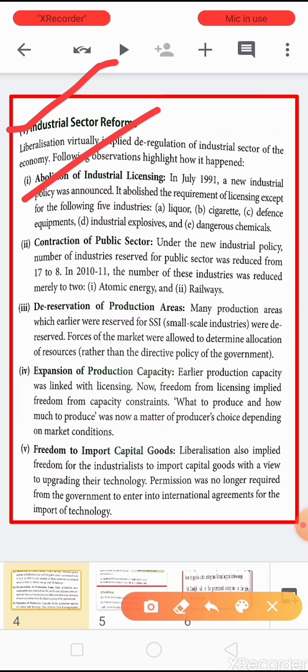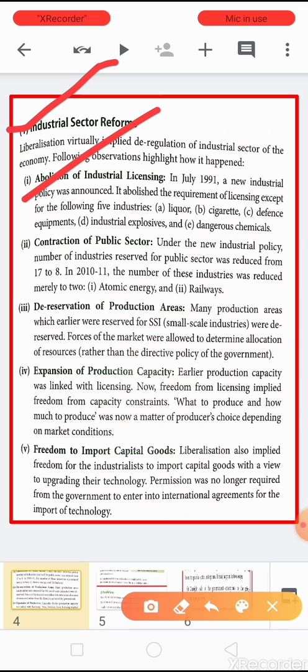So you can say that previously there was a licensing system which was abolished in July 1991, and apart from these five basic industries, that is liquor, cigarette, defense equipments, industrial explosives, and dangerous chemicals, there will be no restriction for the other industries. I mean, the licensing is still compulsory for these five industries, but apart from these, all the various licensing restrictions were abolished.